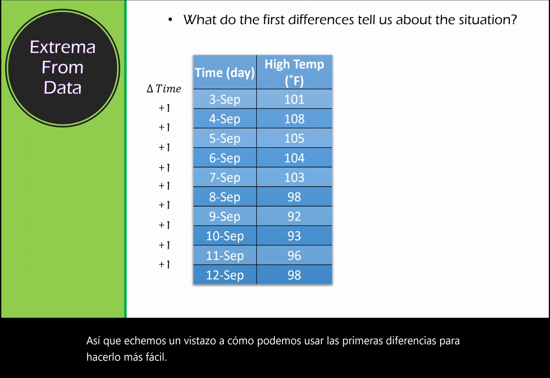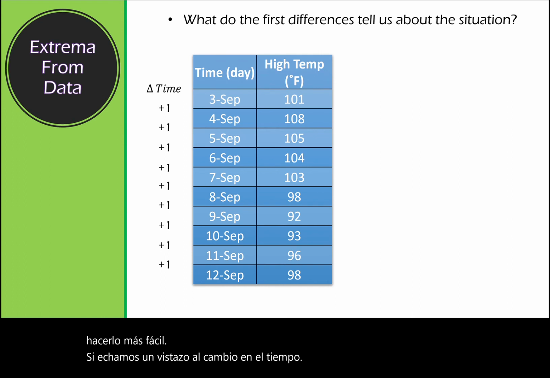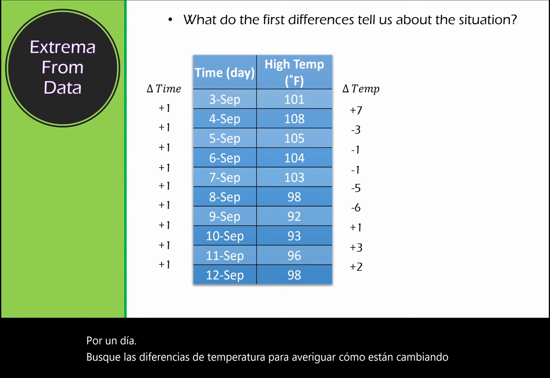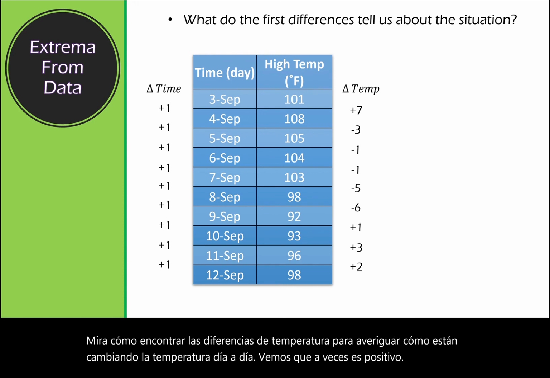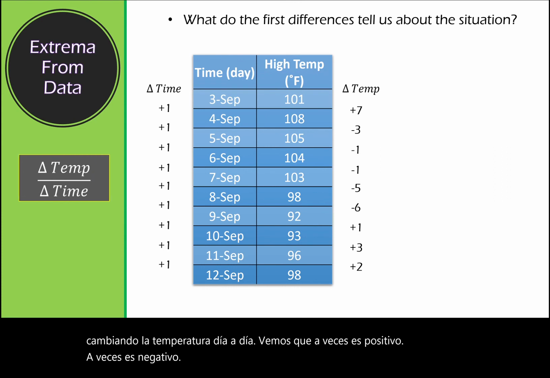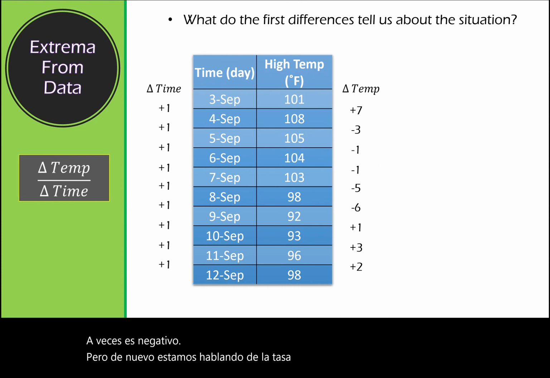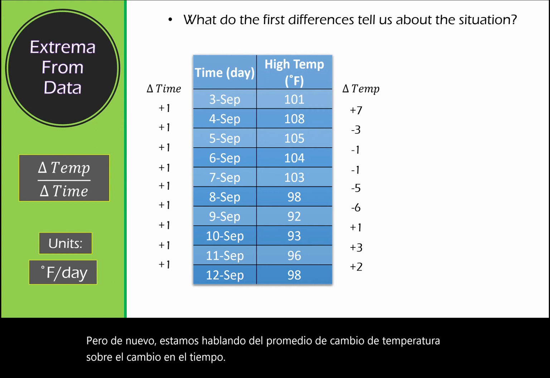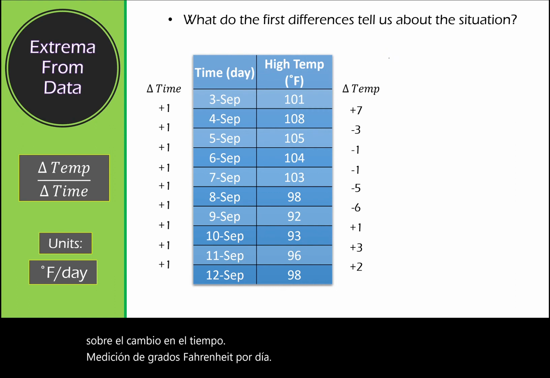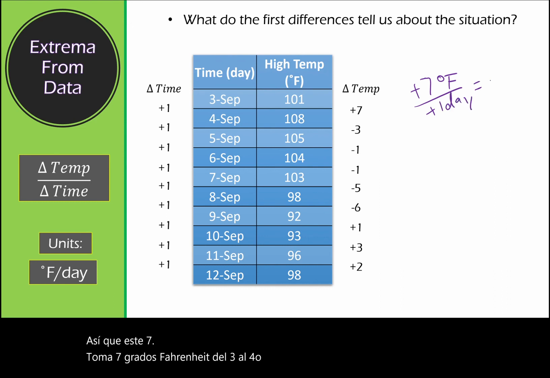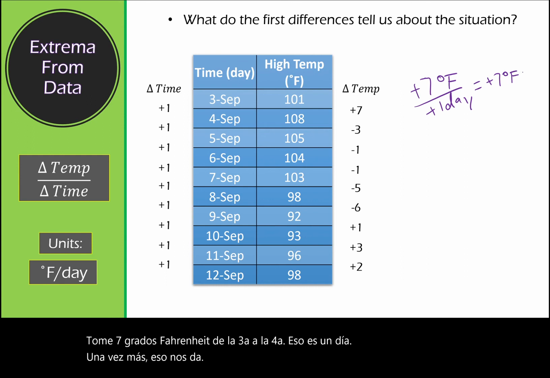If we take a look at the change in time, it's increasing by 1 day. Now finding the differences for our temperature to figure out how our temperature is changing day by day, we see sometimes it's positive, sometimes it's negative. But again, we're talking about the average rate of change in temperature over change in time, measuring degrees Fahrenheit per day. So this takes 7 degrees Fahrenheit from the 3rd to the 4th, that's 1 day. Again, that gives us a positive 7 degrees Fahrenheit per day, telling us that the values are increasing.